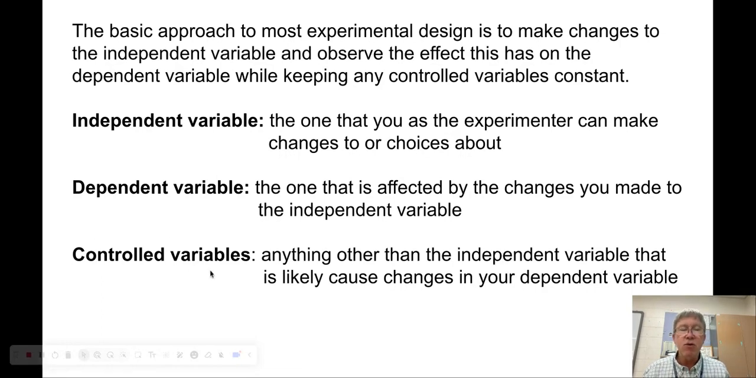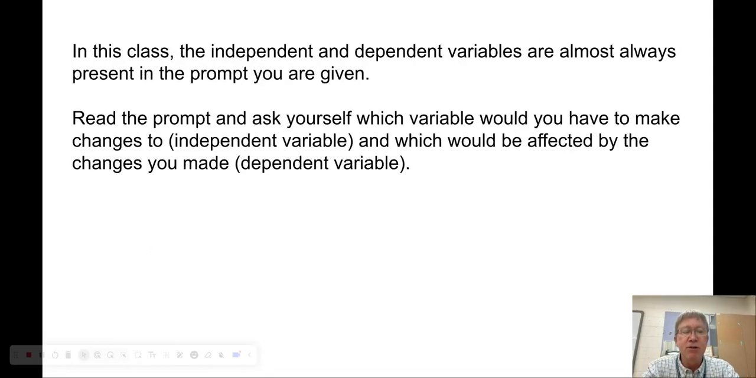So don't think of a control as anything I could keep the same. I'm going to use the same table. Well, the table's not going to affect the rate of productivity in my experiment, so it doesn't matter. Anything you think could make a difference in the dependent variable other than the independent variable should be controlled. Okay? And we'll work on that a lot this year. You'll get the hang of it.